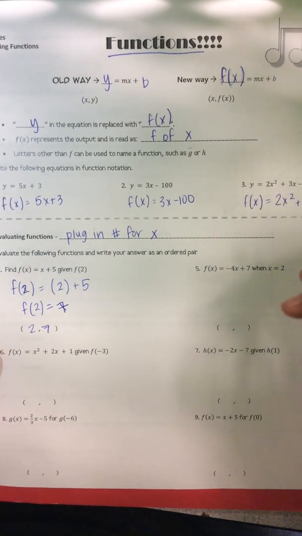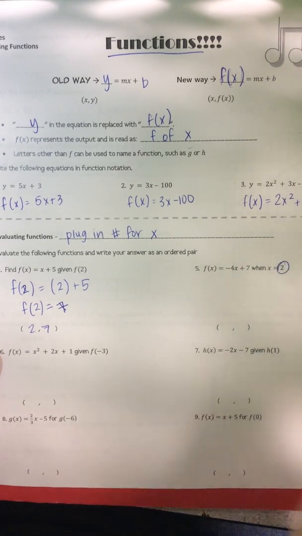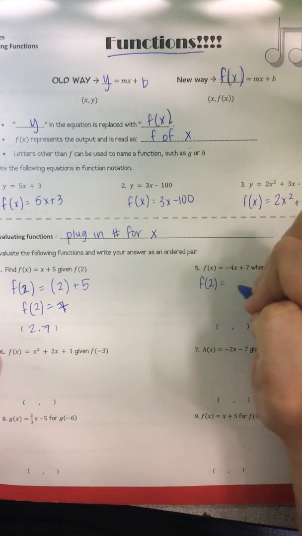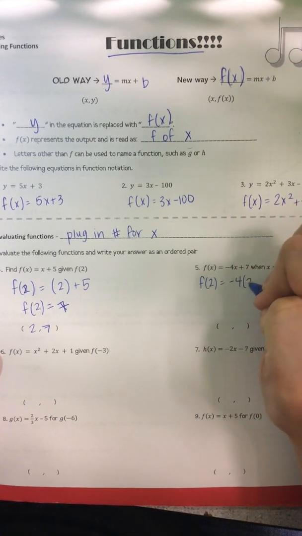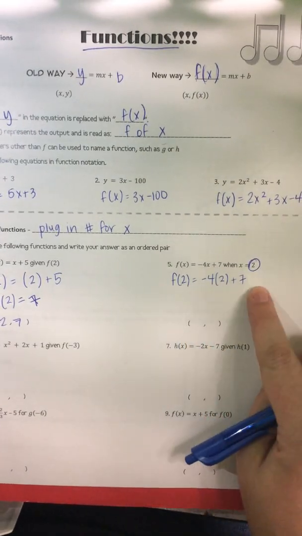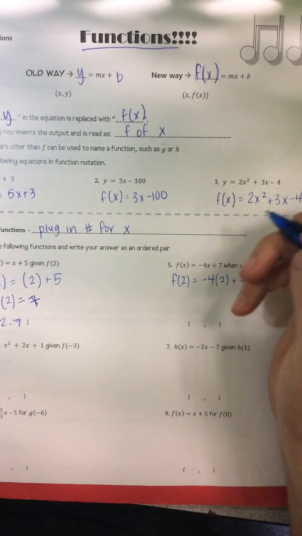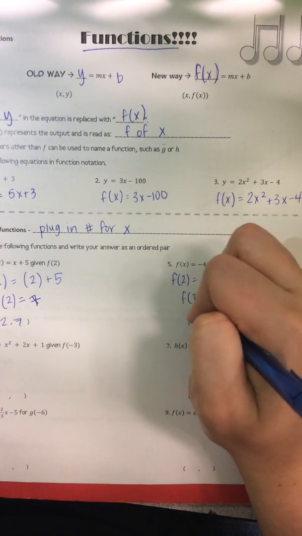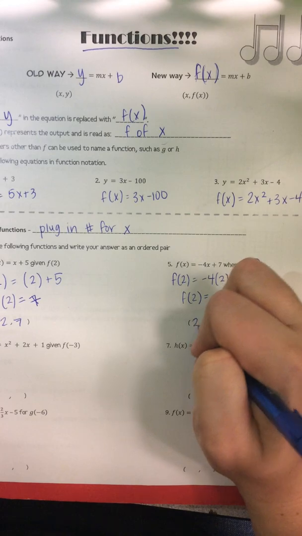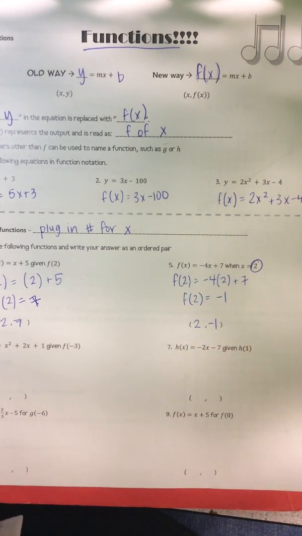Okay, this last one, we're going to do the same thing. We're going to input our 2 for x. So f of 2 equals negative 4 times 2 plus 7. So I put that straight into my calculator just like that. And that ends up giving me f of 2 equals negative 1. So when I write it as a point, it's 2 comma negative 1.